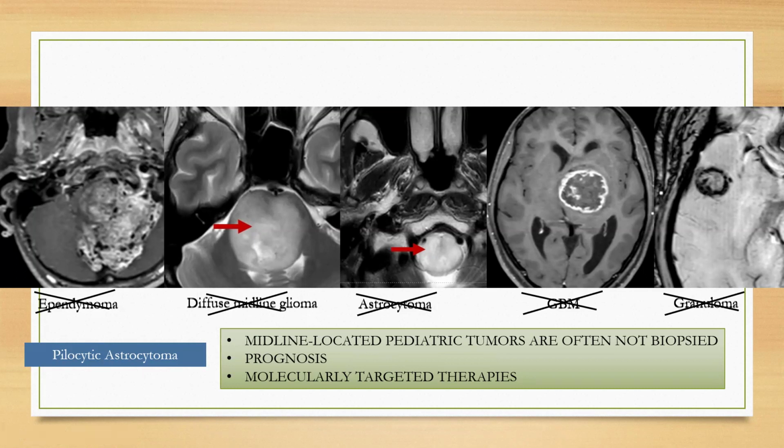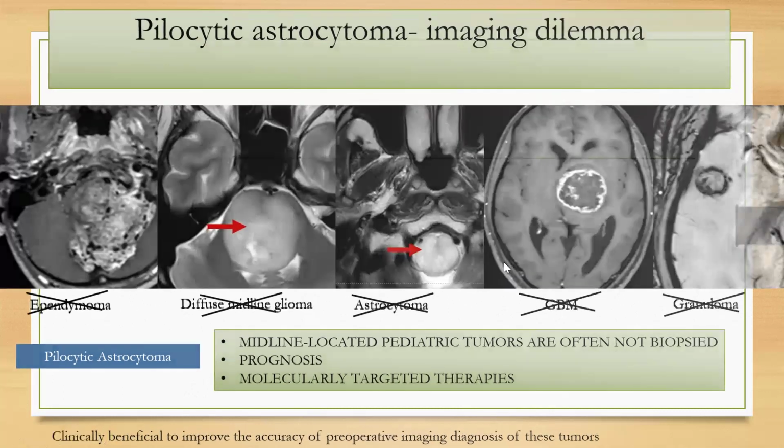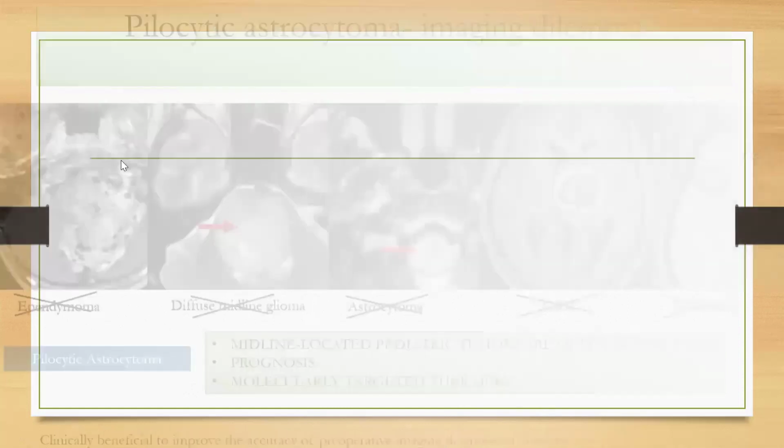There will be no mortality, and they will live lifelong with it. But the other types of tumors, which we thought of, have very poor prognosis. Differentiation is also important because pilocytic astrocytoma has molecularly targeted therapies. So this is an imaging dilemma, and we saw some of these cases.